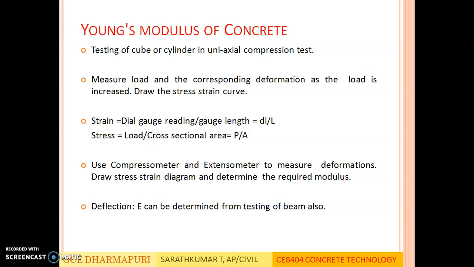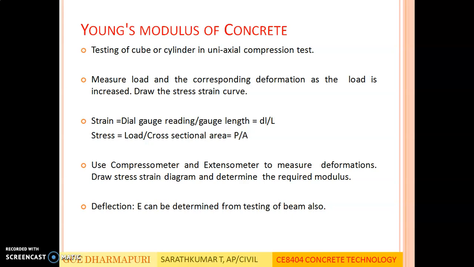Stress we already know, load by area, and strain is change in length divided by original length. Use a compressometer and extensometer to measure deformations. Draw the stress strain diagram and determine the required modulus. This is the first. That is, from the uniaxial compression test, we calculate stress and strain, plot the graph, and take the modulus from the curve. You can take initial tangent modulus or secant modulus. The slope of the corresponding line will give you the Young's modulus of the concrete.